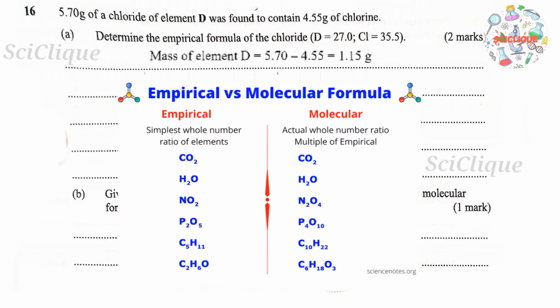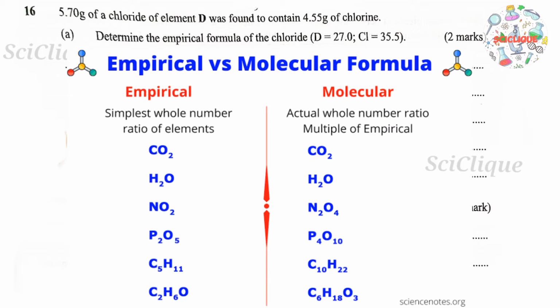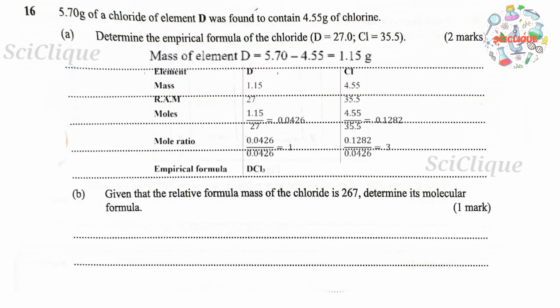Now in some cases you find that the simplest formula is also actually the real formula of the compound. So the empirical formula becomes similar to the molecular formula. In other cases, you find that the molecular formula is actually different. So the empirical formula is like the simplified version of the molecular formula, which is the case in this instance. So we are told that we need to find the molecular formula. Now we are going to do so by using the following formula.